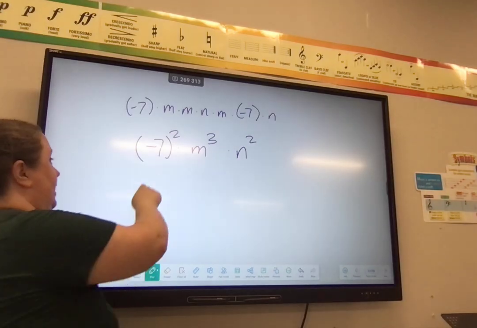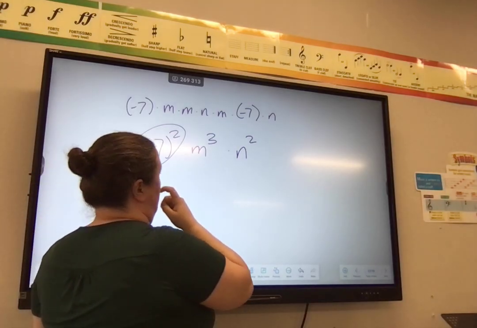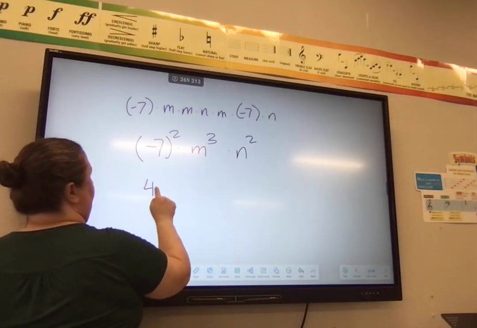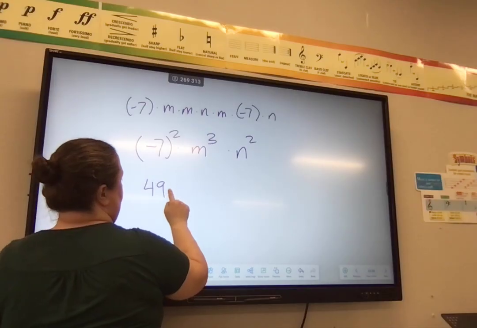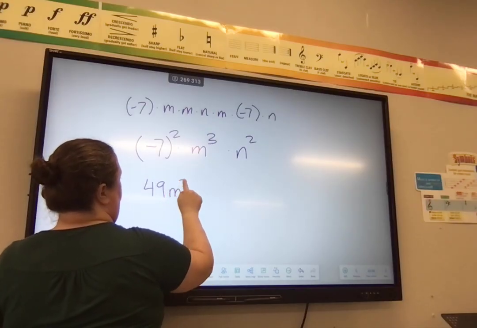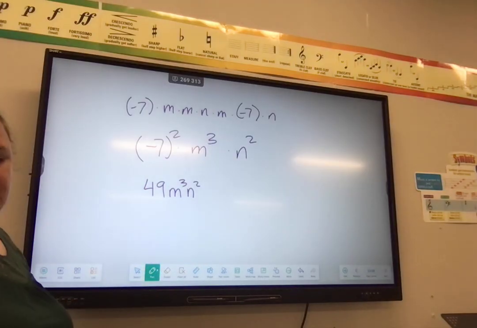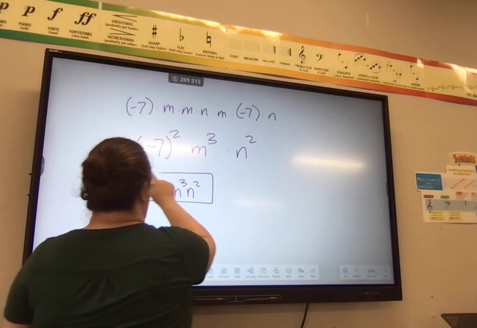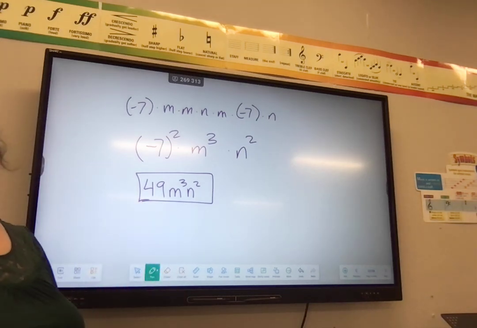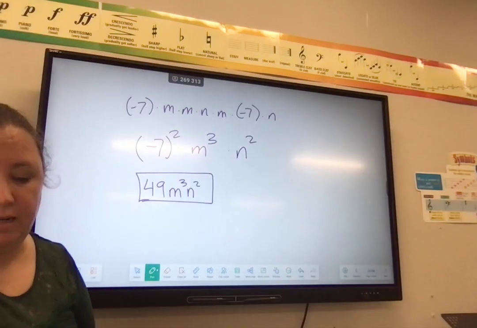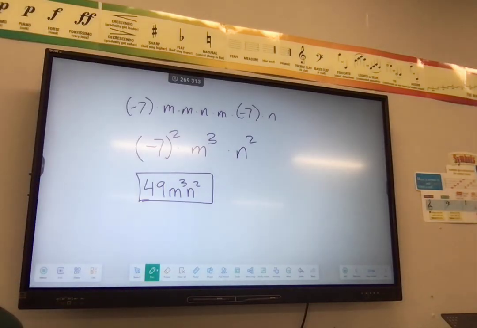With the negative, yeah, I can simplify this, right? What is negative 7 times negative 7? Positive 49, right? And then times m to the 3 times n to the 2. Now this answer would be considered a value answer because I have simplified it as far as I can. So that would go in your final box on the right. So for number 11, you'll have a value answer as well.